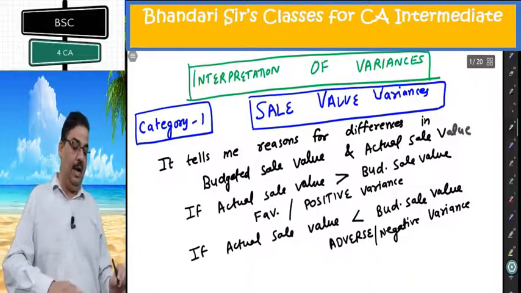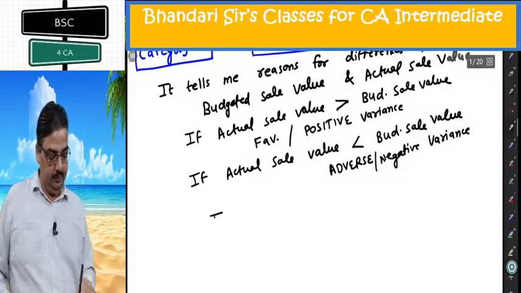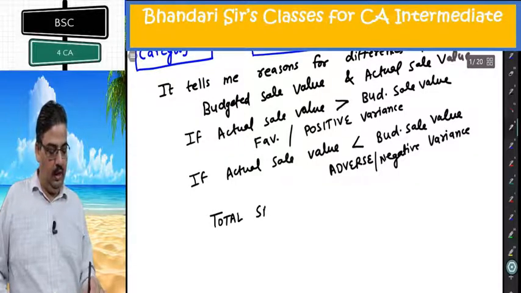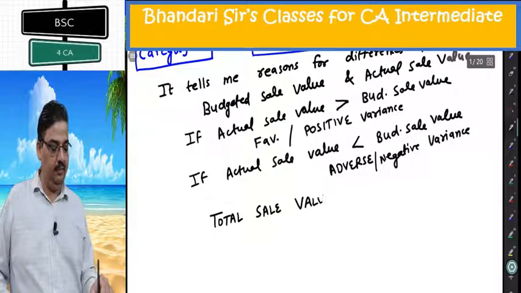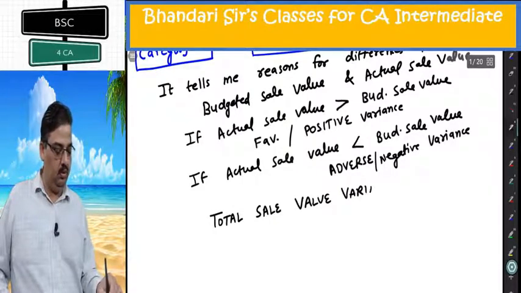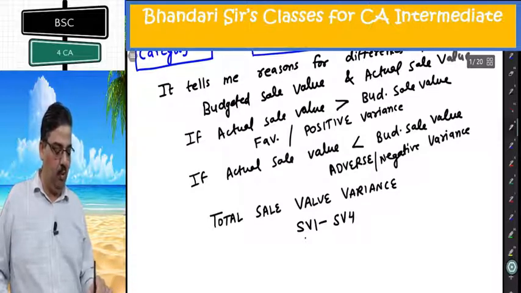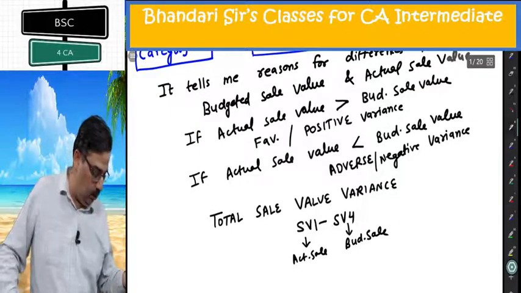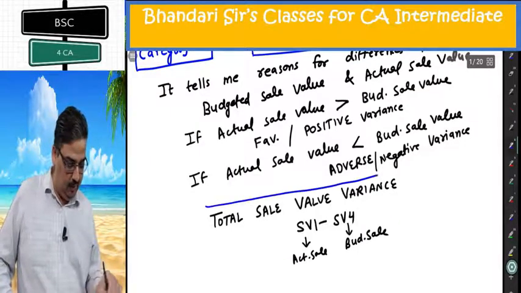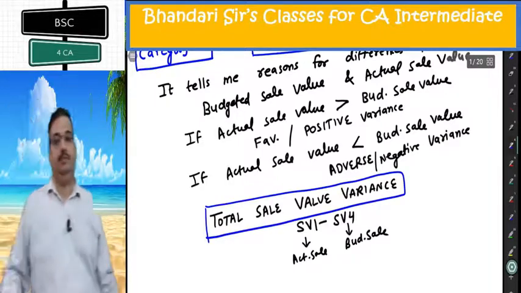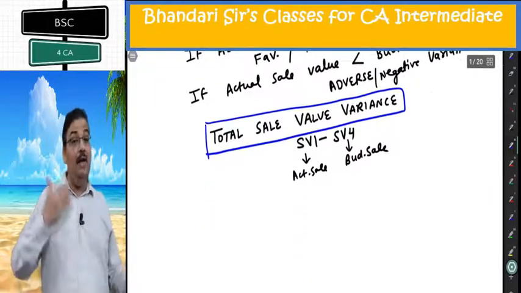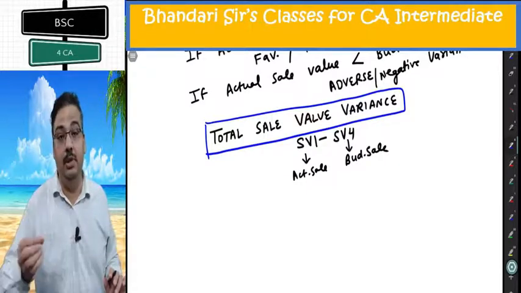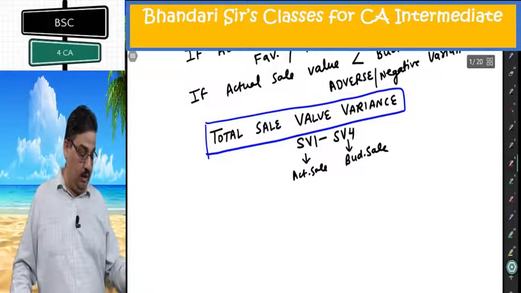Now, what is the name of that variance? You all know it. Total sale value variance, SV1 minus SV4. SV1 is actual sale, SV4 is budgeted sale. This you already know. This is category number 1 on the top that we are getting. Now we analyze further, why did actual sale come higher than budgeted sale value? There are 2 reasons broadly.